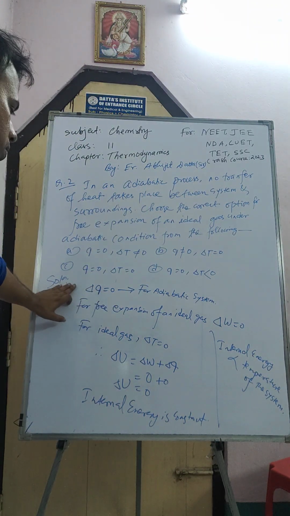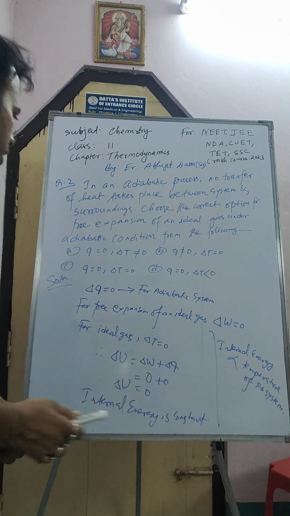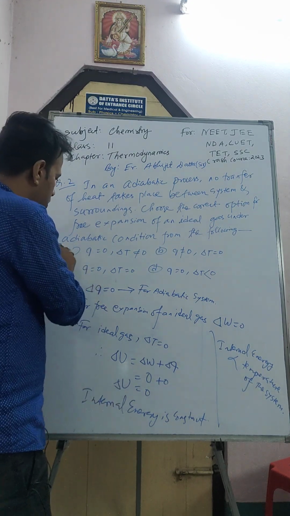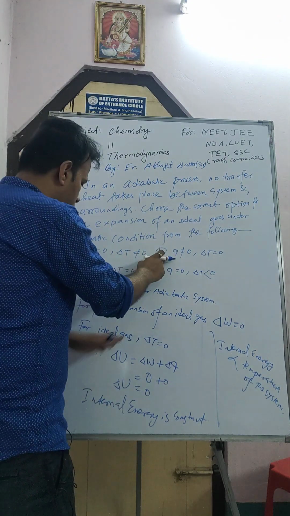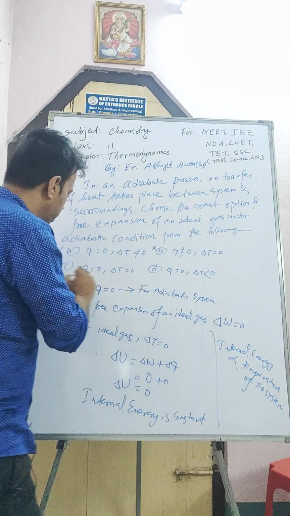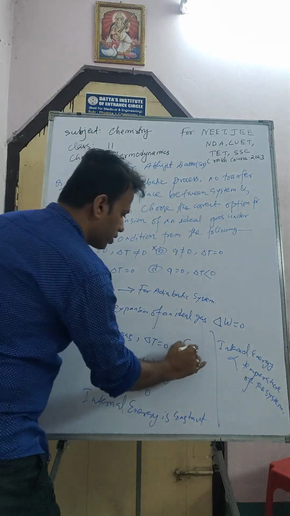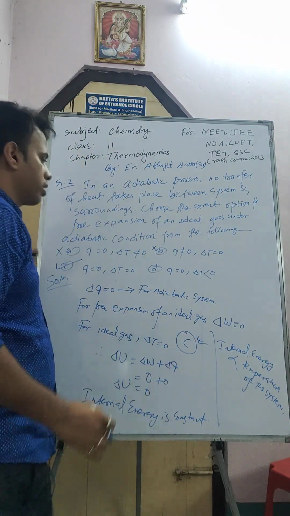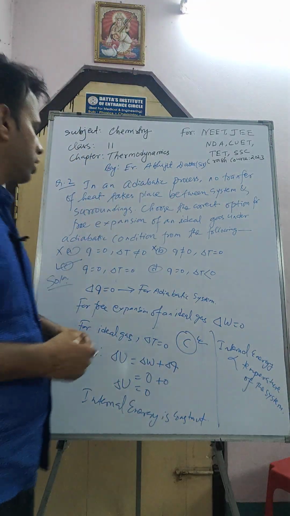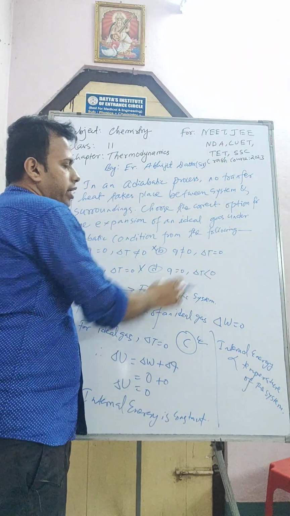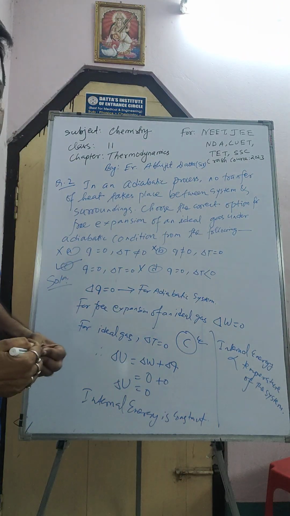And which option is correct? Which option is matching here? Q is 0. No, this one is not, because Q is not equal to 0 here. This will also not. And C is Q equal to 0, del T is equal to 0. So option C is the correct answer. So look here. This is also not, okay? Q is 0, but del T is not equal to 0. This is also not, okay?